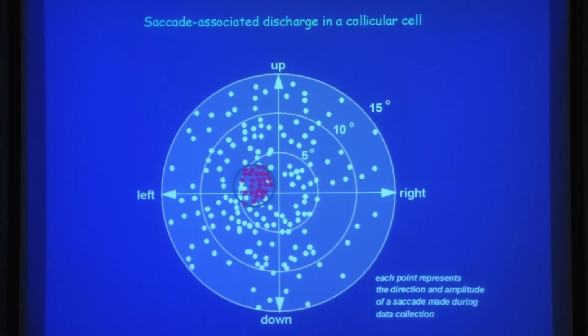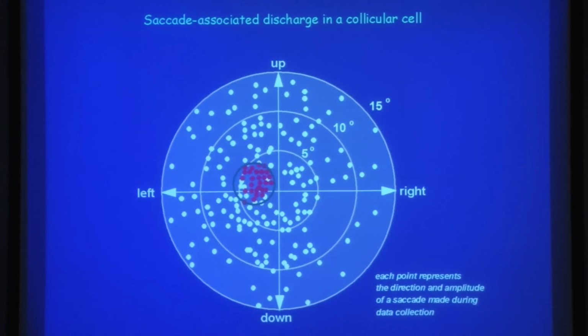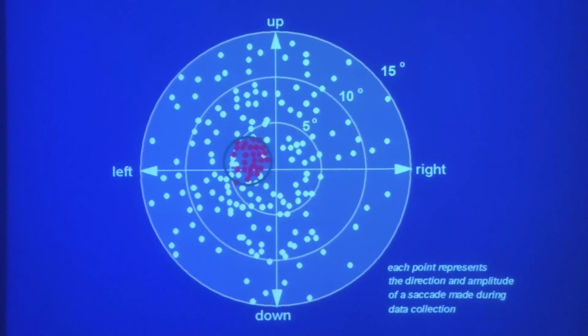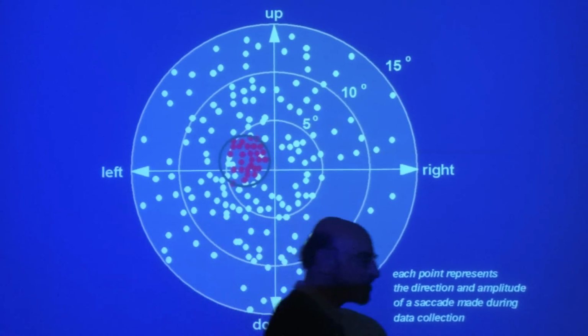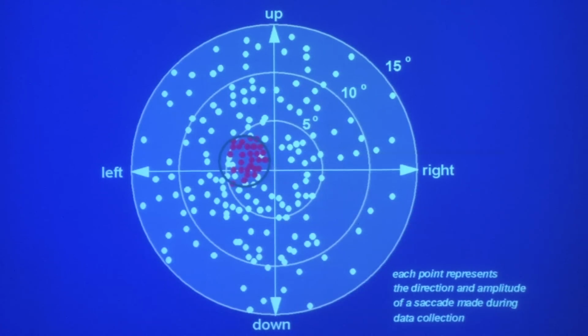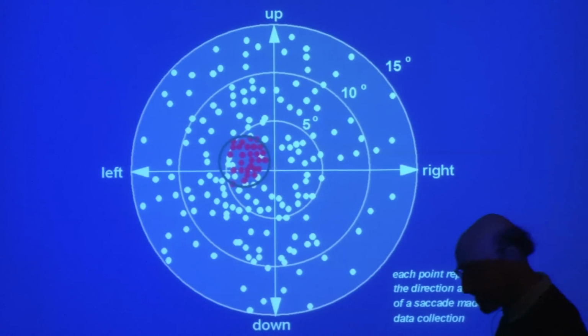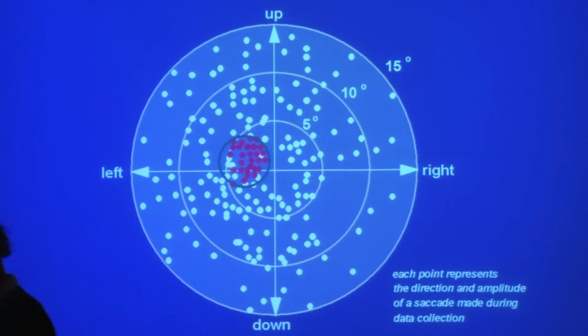All right? So how can we analyze this in more detail? Well, let me just add one more point here. This green circle here is what we're going to call the motor field of this particular neuron. Okay, so that's a new concept for you, a motor field. These neurons in the intermediate and deep layers of the colliculus have motor fields that define the size of the saccade.